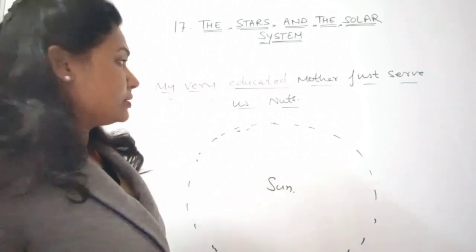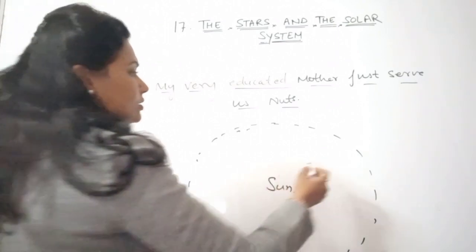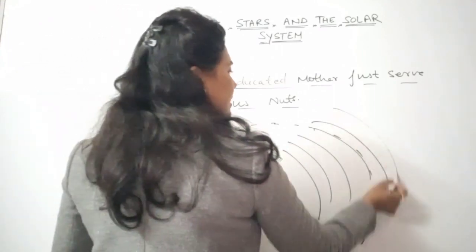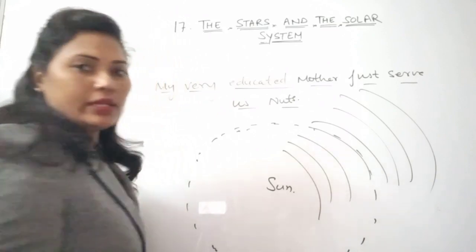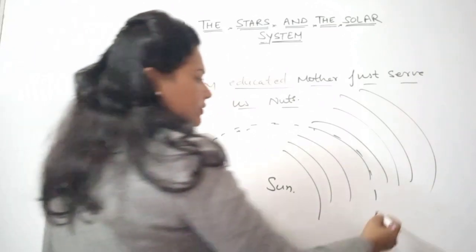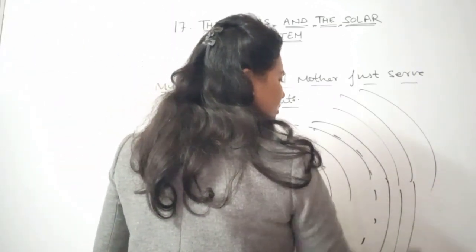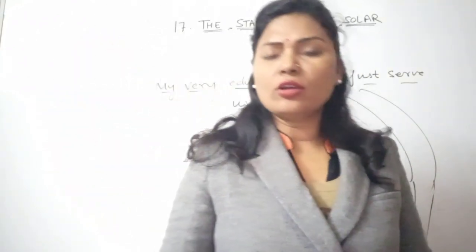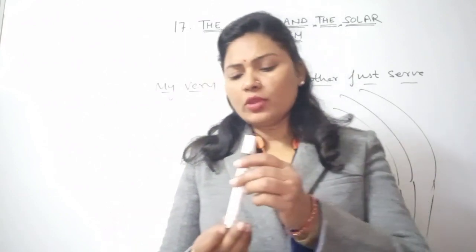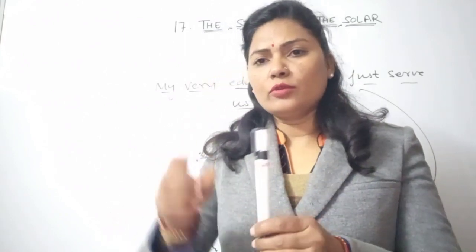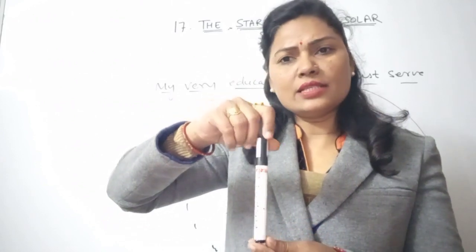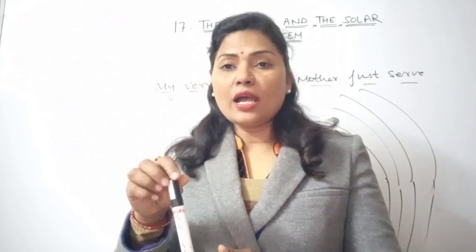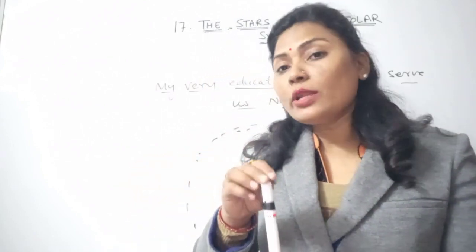Okay, these 8 planets: 1 planet, 2 planet, 3 planet, 4, 5, then 6, 7 and 8 planet. These are revolving around the sun, and the earth is rotating on its axis. Like that it will rotate around its axis.